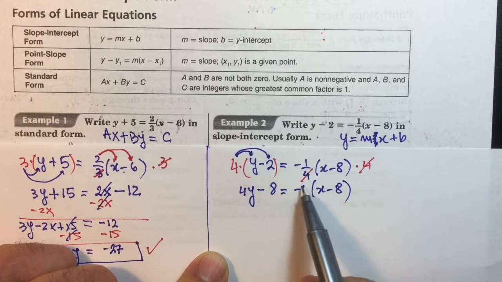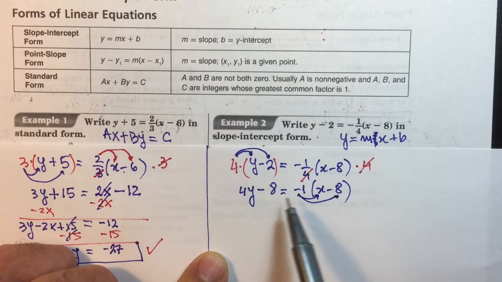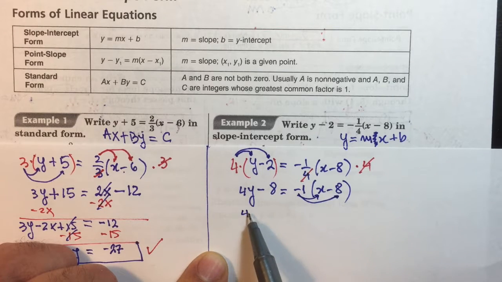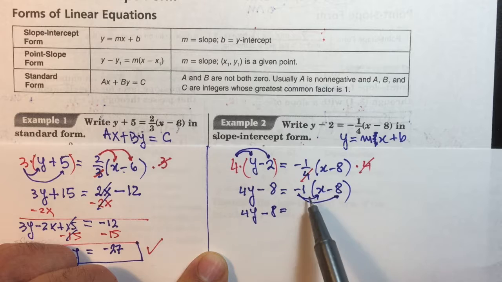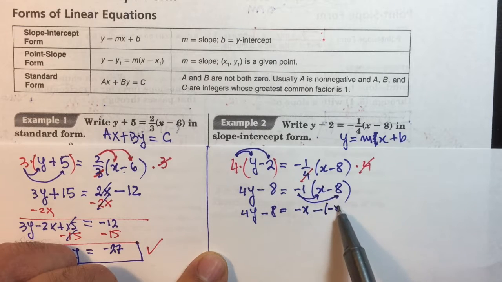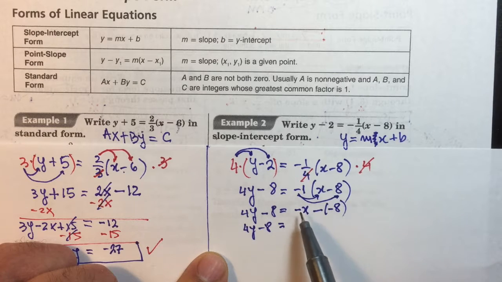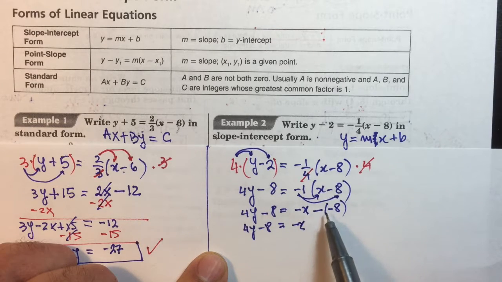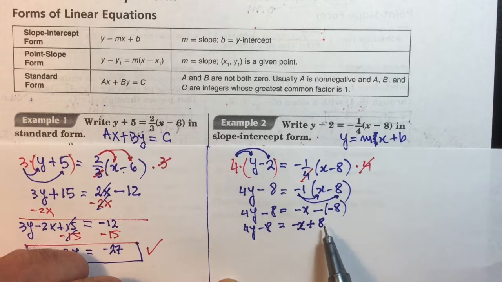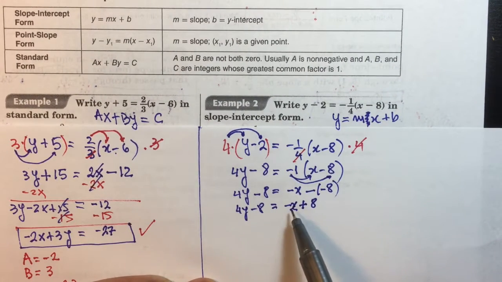Very good. I'm going to do distributive here, same thing. Negative 1 times x and negative 1 times 8. I'm going to rewrite everything again. 4y minus 8 equals, now I'm going to do distributive. Negative 1 times x is negative x minus negative 1 times 8 is negative 8. I'm going to rewrite 4y minus 8 equals negative x minus a negative number is the same thing as adding the opposite, 8. The opposite of negative 8 is 8. So in this case, I have 4y minus 8 equals negative x plus 8.